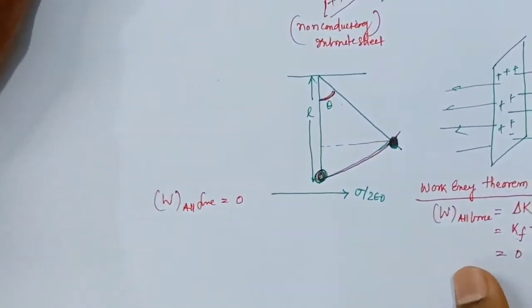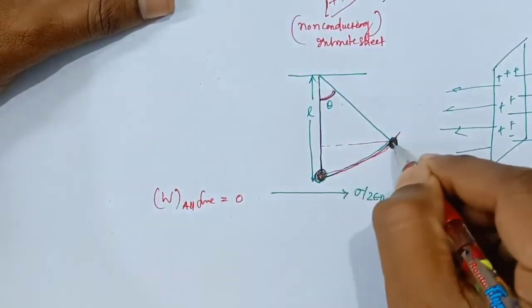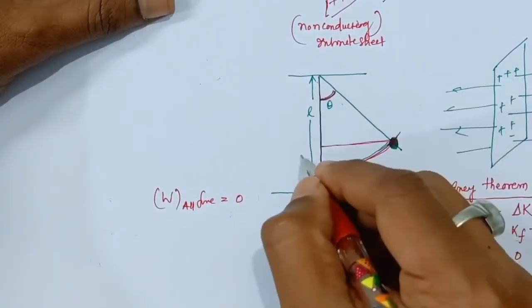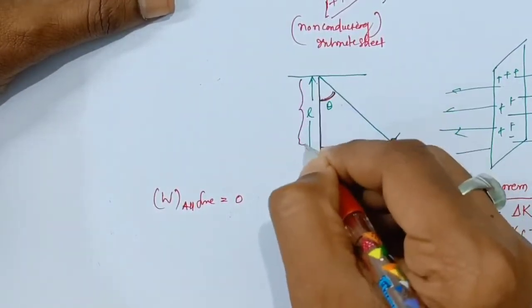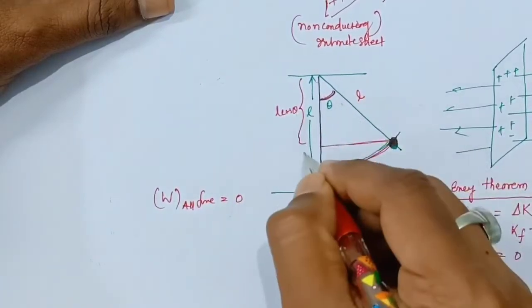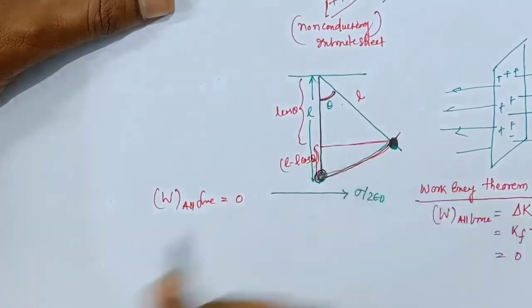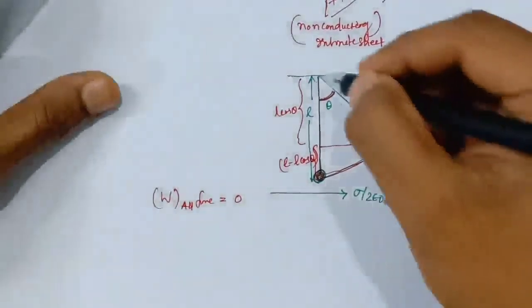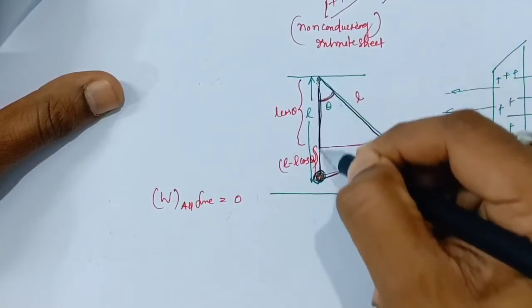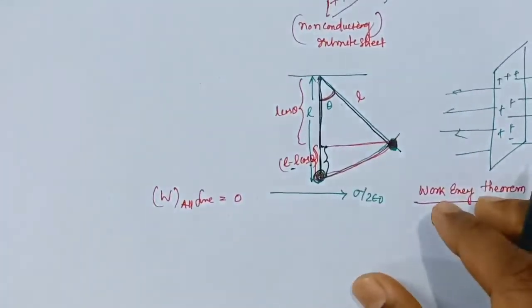Let me think about what work is done here. Total length is L. This bob reached this height. How much height does it go? If this is L, can I say this is L cos theta? So how much height does it go? It goes L minus L cos theta. A student has to predict like this: if this is L, this is L cos theta. Total length is L, so this height is L minus L cos theta.